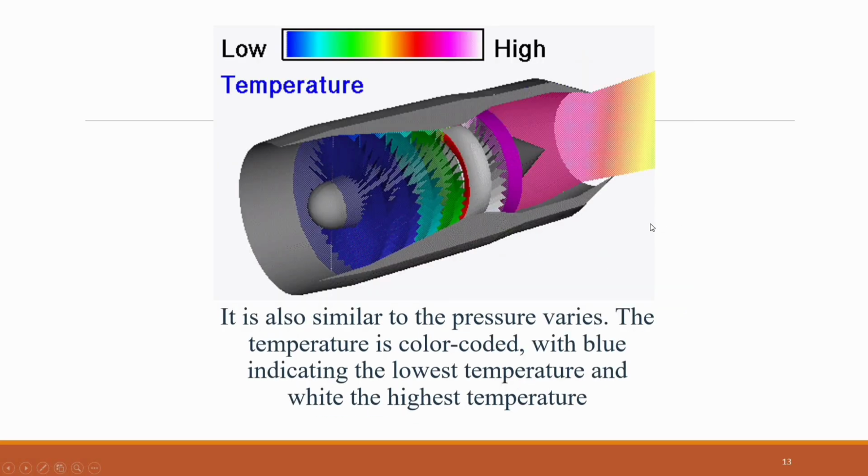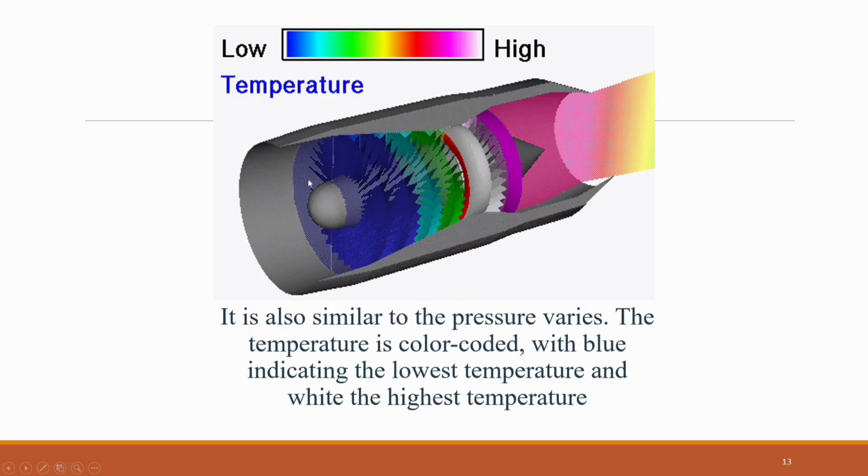Temperature variation through a turbojet engine. Just as air pressure changes as it flows through a turbojet engine, the temperature of the airflow also varies along the engine. In the computer-generated illustration, temperature is color-coded. Blue represents the lowest temperature, while white represents the highest temperature. Air first enters the engine through the inlet at the left side of the drawing.